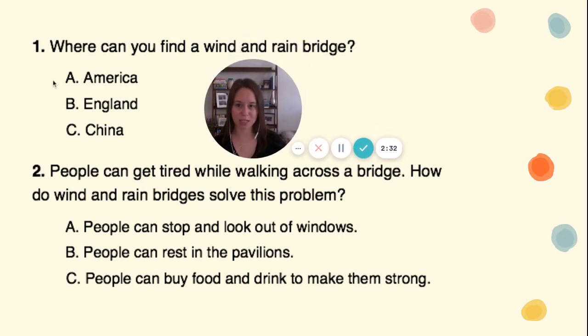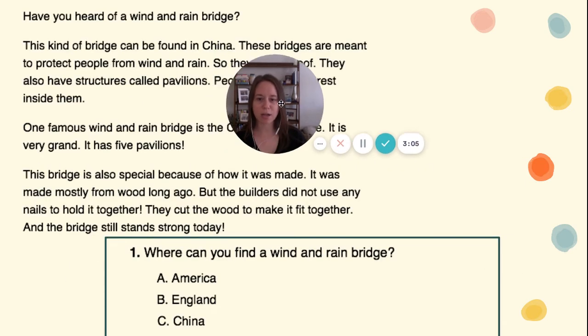Here are the 2 questions I'm going to answer. Number 1 says, where can you find a wind and rain bridge? My options are A, America, B, England, or C, China. The second question I'll be thinking about is, people can get tired while walking across a bridge. How do wind and rain bridges solve this problem? Is it A, people can stop and look out of the windows? B, people can rest in pavilions? Or C, people can buy food and drink to make them strong? Let's think about question number 1.